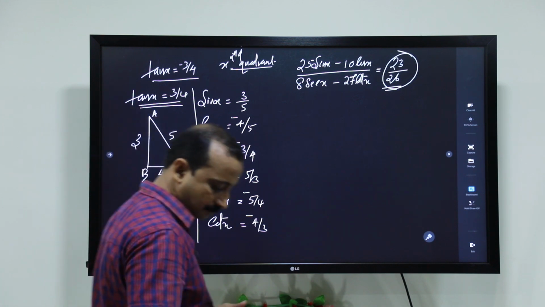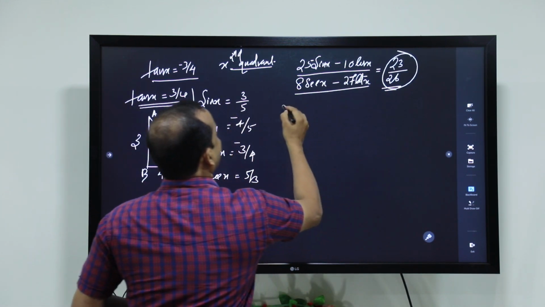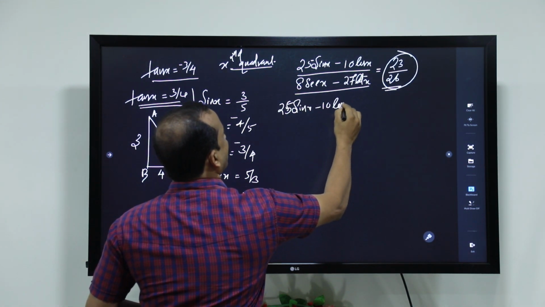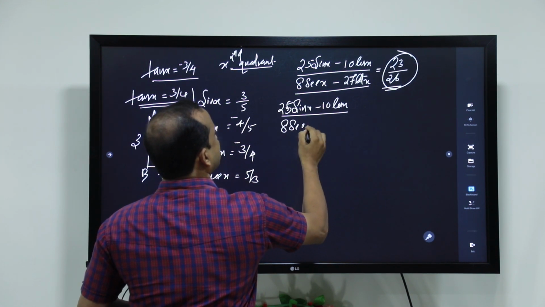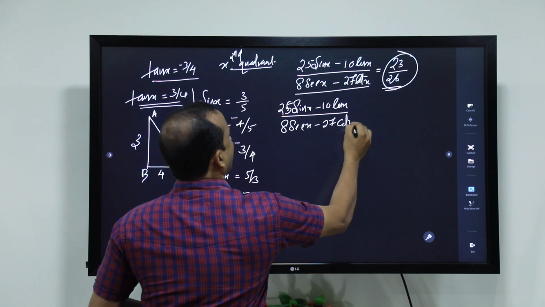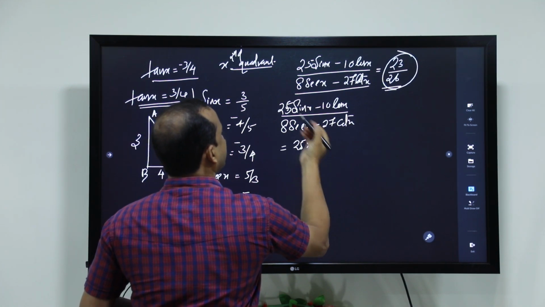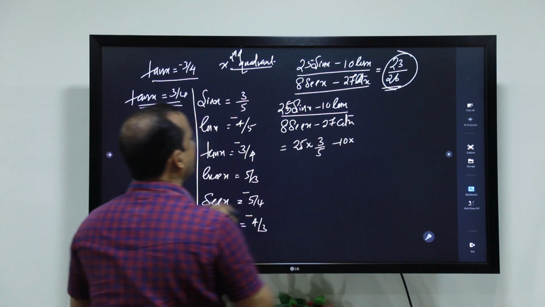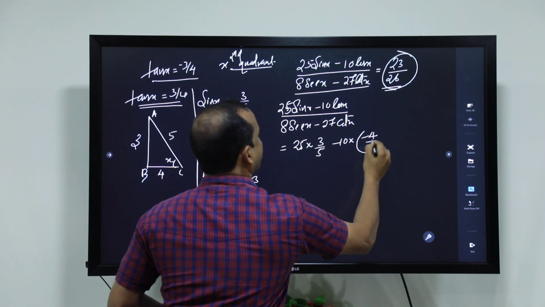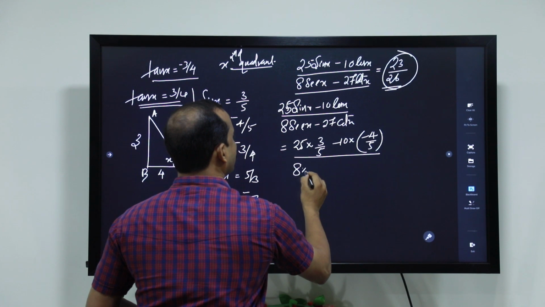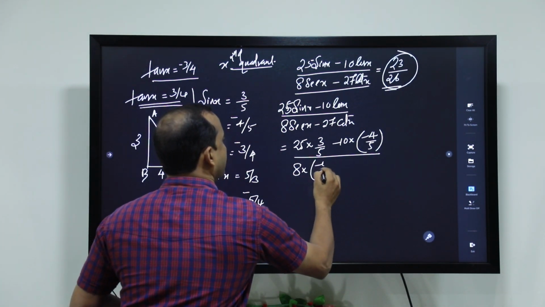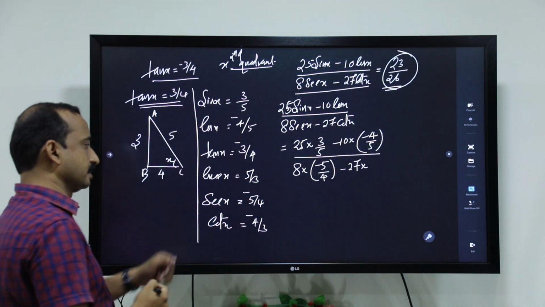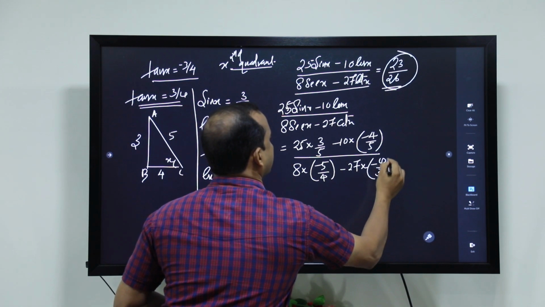Next, we have to prove that 25 sin x minus 10 cos x divided by 8 sec x minus 27 cot x is equal to 23 divided by 26. Our question: 25 sin x minus 10 cos x, the whole divided by 8 sec x minus 27 cot x, is equal to 25 into, you know the value of sin x is 3 by 5, 3 divided by 5, minus 10 into cos x, which is minus 4 by 5, the whole divided by 8 into sec x, that is minus 5 by 4, minus 27 into cot x, which is minus 4 by 3.